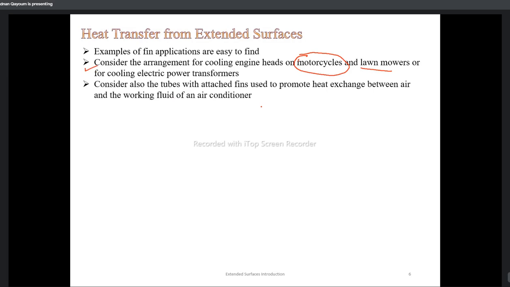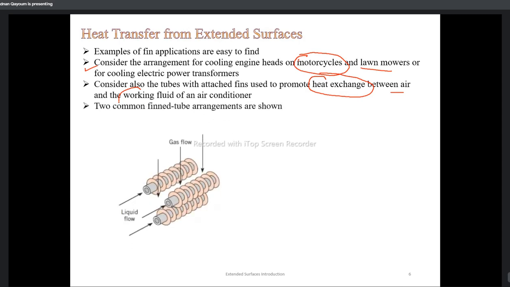Okay. Also, you must have seen that you have tubes in a heat exchanger. In the tube of a heat exchanger, fins are attached so that you can increase heat exchange between air and the working fluid of an air conditioner. The working fluid that flows in the tubes, and the surrounding air, you can just increase the exchange. So I will show you, this is a very good example.